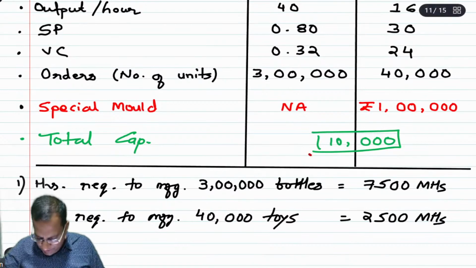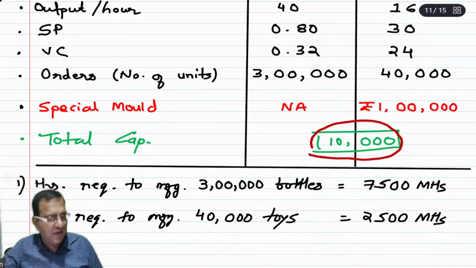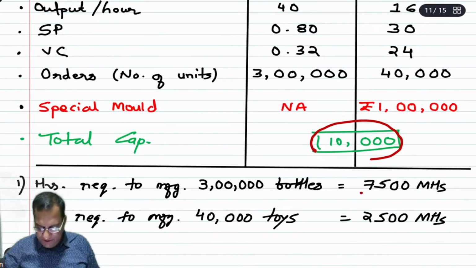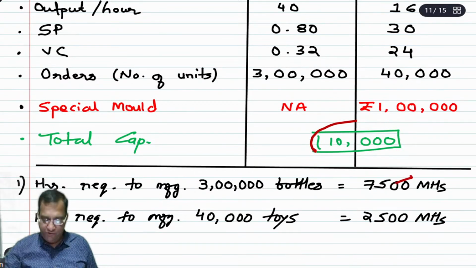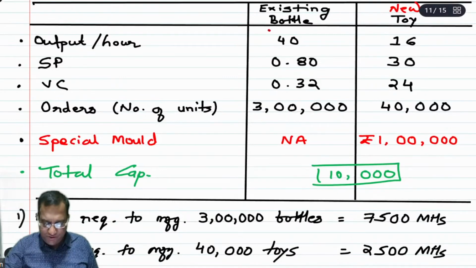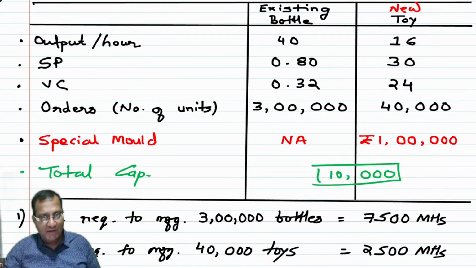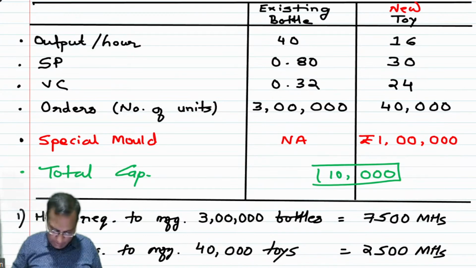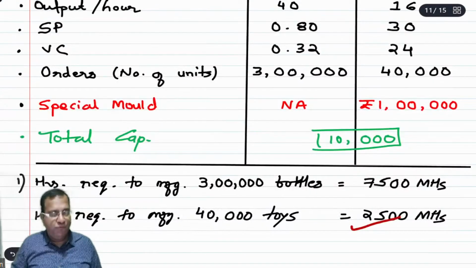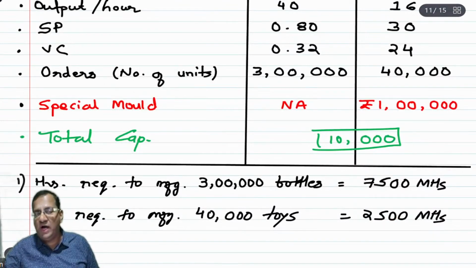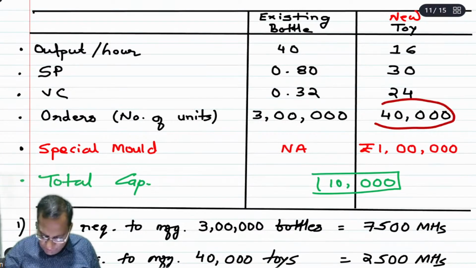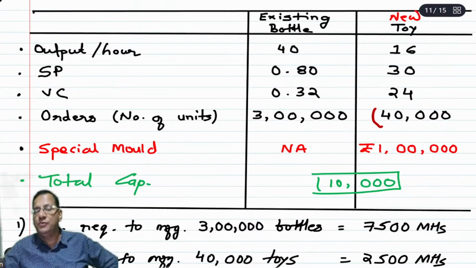It means we have a total of 10,000 machine hours. Out of that 10,000 machine hours, 7,500 will be diverted towards the production of 3 lakh plastic bottles. Therefore, we are left with 2,500 idle hours. And coincidentally, for manufacturing the toy, we also require 2,500 hours. So the 40,000 toys can be easily completed from the idle capacity.